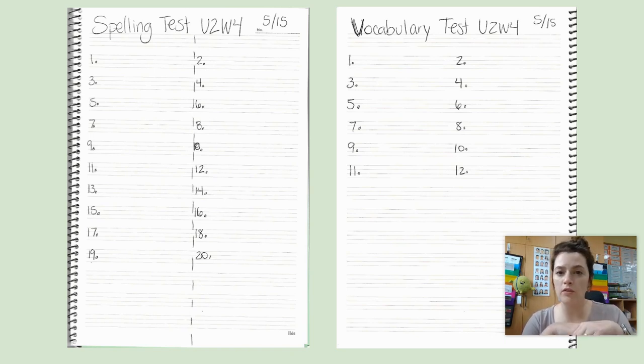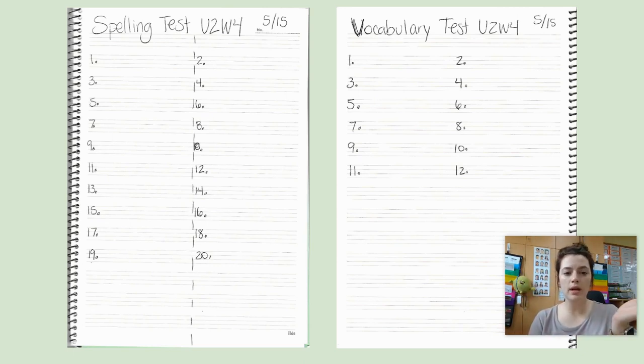Then on a new sheet of paper, it can be the back, it can be a completely different sheet of paper, but it needs to have the lines. You are going to write vocabulary test, U2W4, Unit 2, Week 4. Now look carefully to how I've numbered this paper. Your paper needs to be identical, please. Okay, identical means exactly the same. It goes 1, 2, 3, 4.